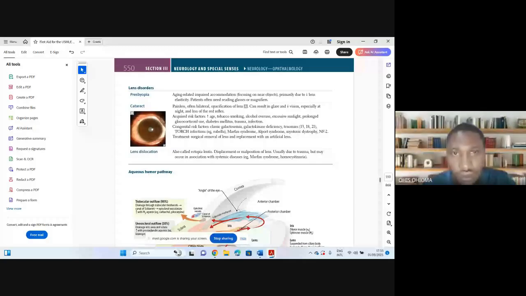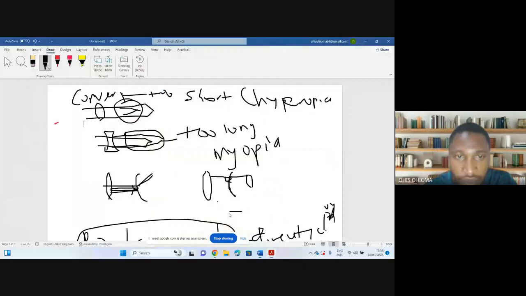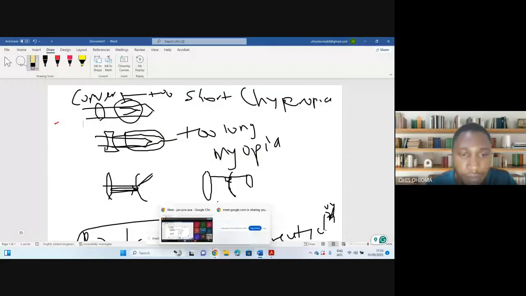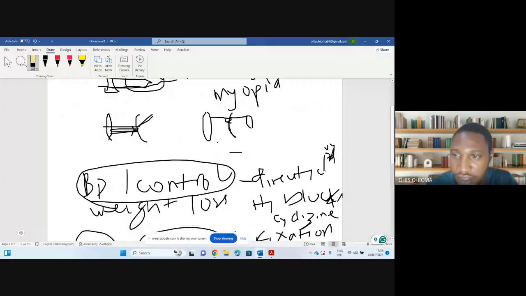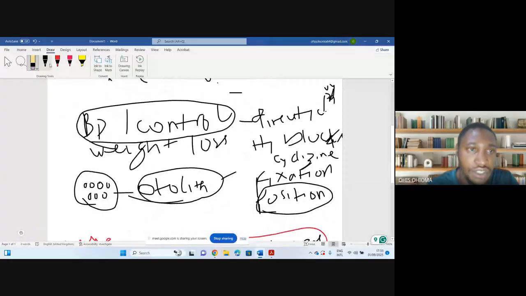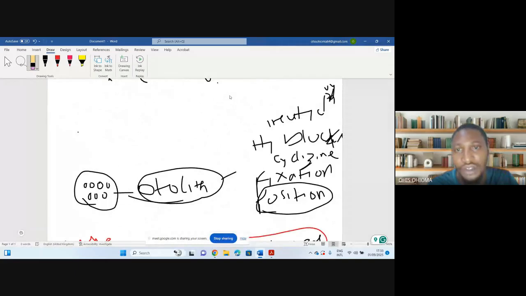So presbyopia, let me explain this now. I told you guys, when we were talking about presbycusis, that I was talking about presbycusis as the osteoarthritis of the ear. So this is the osteoarthritis of the eye, right? I call it the osteoarthritis of the eye. Like degenerative changes are happening in the lens.